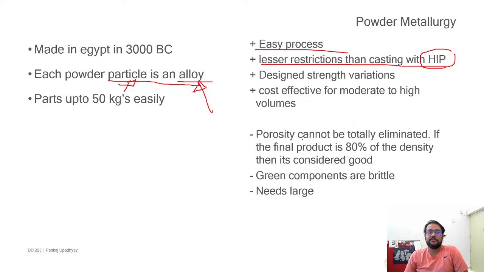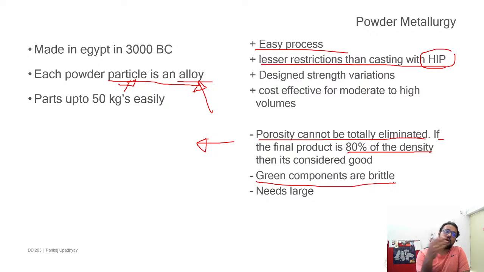It's cost effective, and the problems with these processes are, in powder metallurgy processes, that porosity cannot be totally eliminated. The final product will be around 80% density, and the parts which have not been sintered yet are very brittle, and the handling of it needs a lot of care. Okay, and it says needs large, but needs large investment is what is supposed to say.